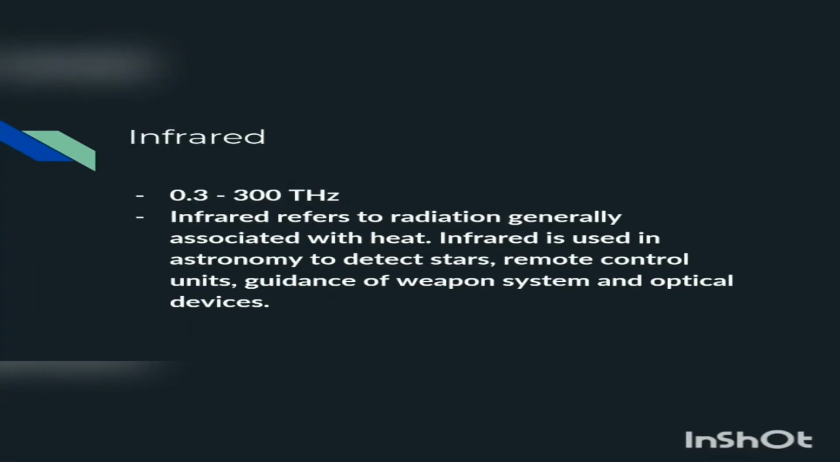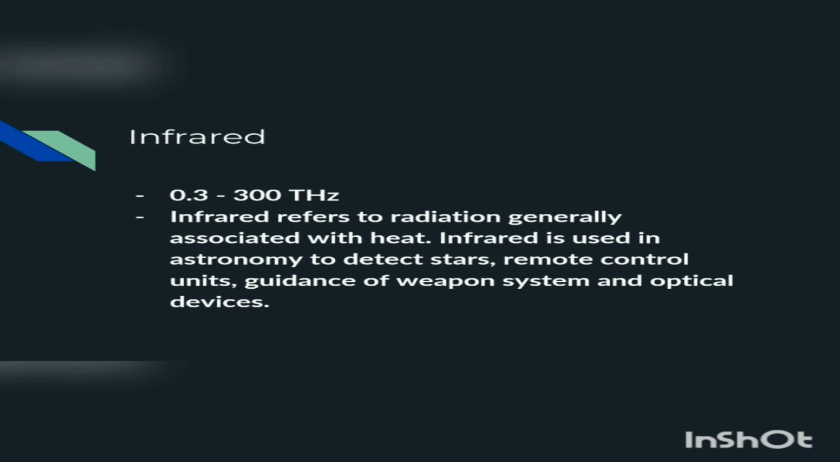Infrared refers to radiation generally associated with heat. It is used in astronomy to detect stars, remote control units, guidance of weapon systems, or optical devices. Infrared waves are longer than those of visible light, just beyond the red end of the visible spectrum. It falls in the range of the spectrum between microwaves and visible light. It has frequencies from about 0.3 to 300 terahertz and wavelength of about 30 centimeters or 12 inches to 714 nanometers, although these values are not definitive.